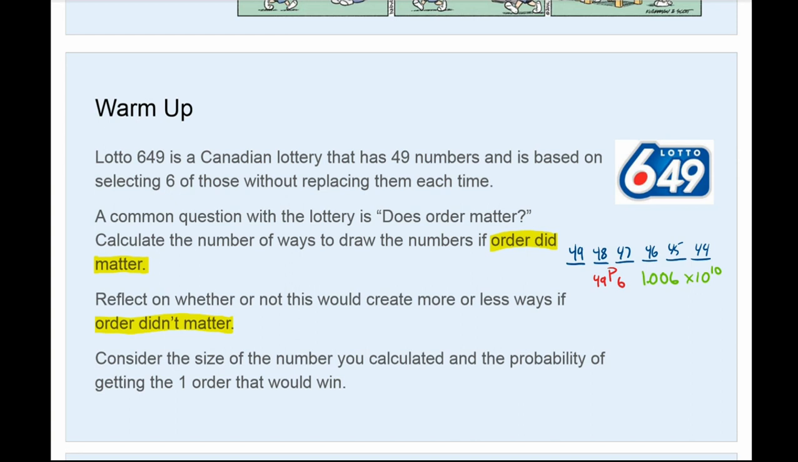So thinking about that, if order didn't matter, we should have fewer ways. If we had more ways, then it wouldn't make sense, because again, it'd be too many options. So if order doesn't matter, it means there are fewer ways in the end. So we're going to be looking at situations where, when we're selecting objects or elements, order does not matter. That's what we're looking at today.